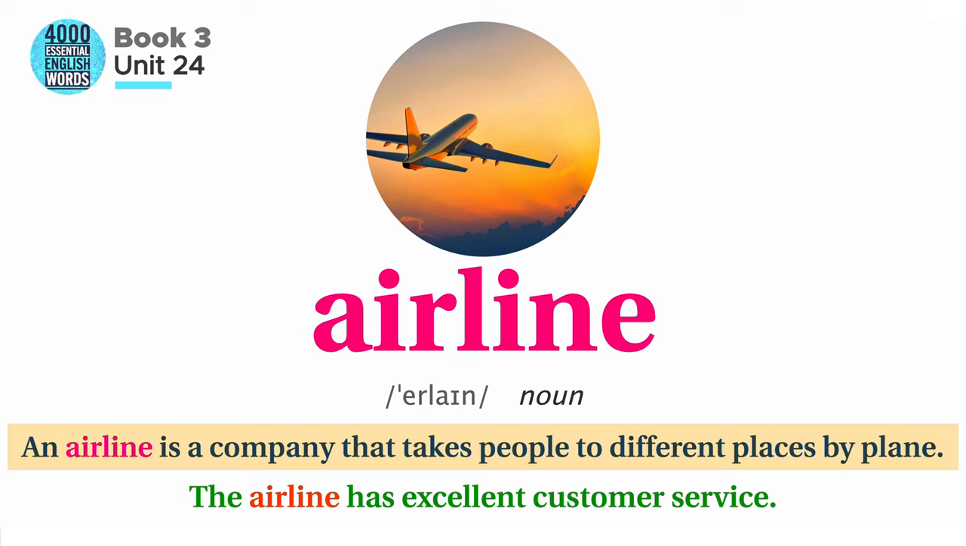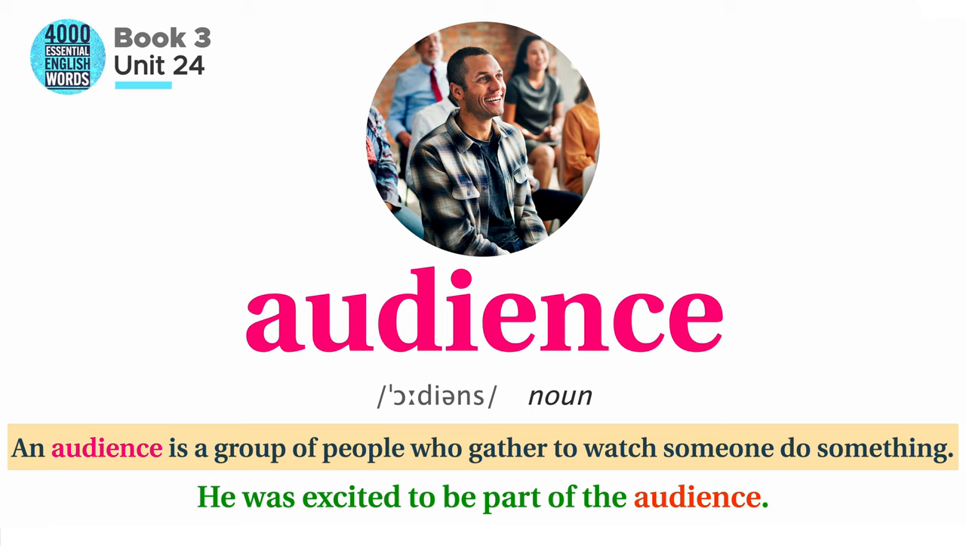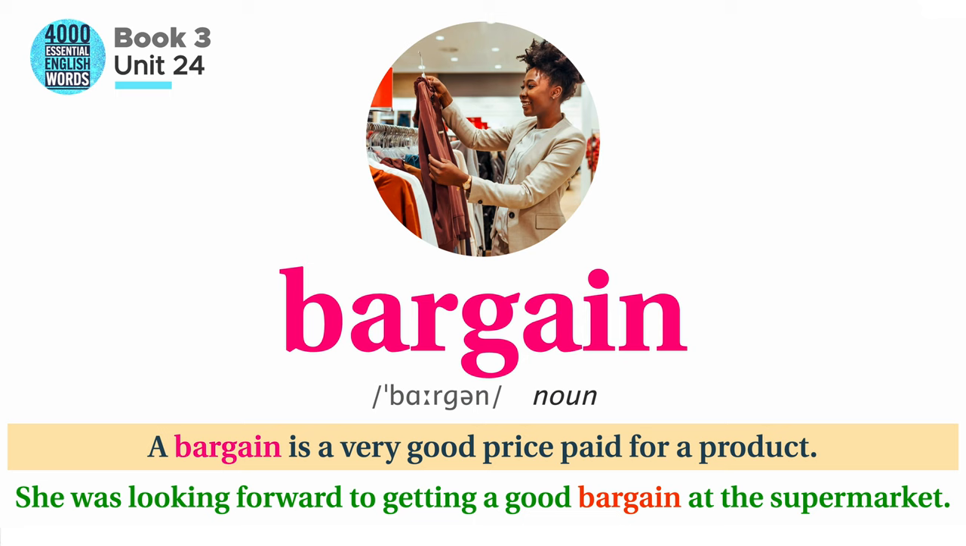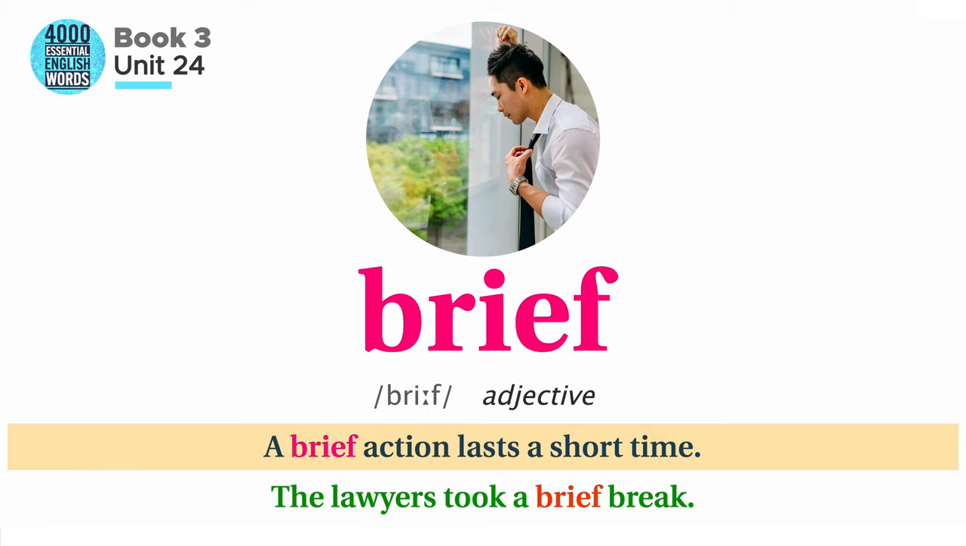Audience. An audience is a group of people who gather to watch someone do something. He was excited to be part of the audience. Bargain. A bargain is a very good price paid for a product. She was looking forward to getting a good bargain at the supermarket. Brief. A brief action lasts a short time. The lawyers took a brief break.